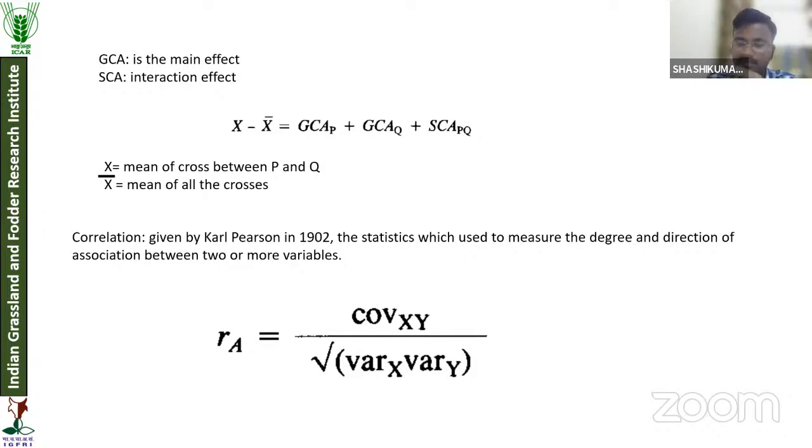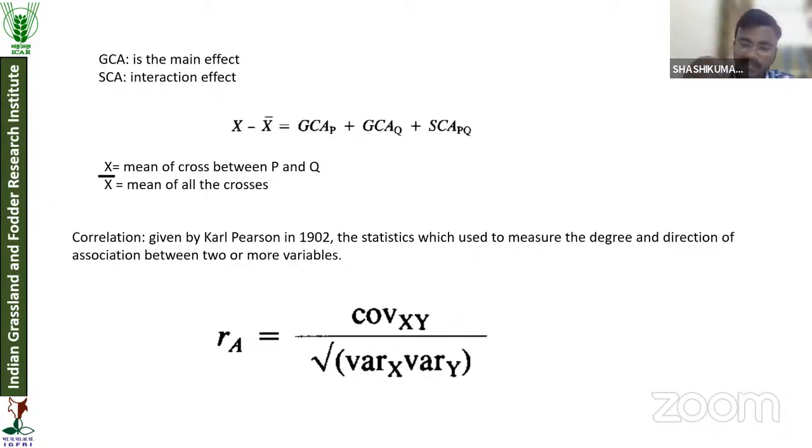For example, in wheat, the higher the grain number, the higher the yield. If you select a line for higher grain number, the yield will increase. It means yield and grain number are highly correlated.